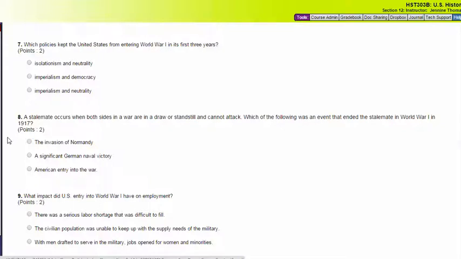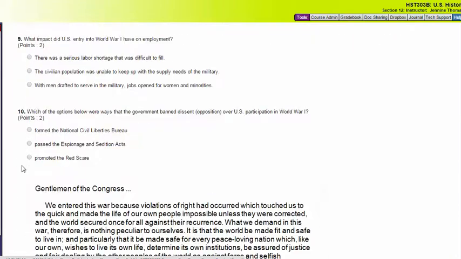Number 8, a stalemate occurs when both sides in a war are in a draw or a standstill and cannot attack. Which of the following was an event that ended the stalemate in World War I in 1917? The invasion of Normandy, a significant German naval victory, or American entry into the war? Number 9, what impact did U.S. entry into World War I have on employment? There was a serious labor shortage that was difficult to fill. The civilian population was unable to keep up with the supply needs of the military. Or with men drafted to serve in the military, jobs opened up for women and minorities.